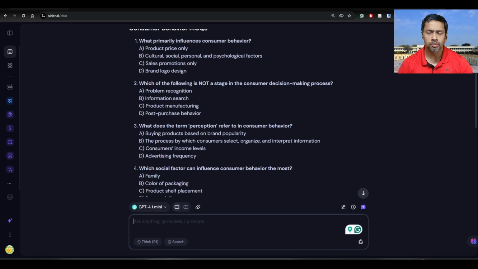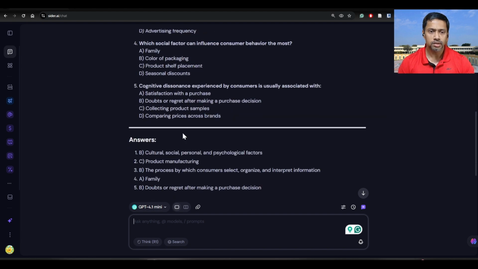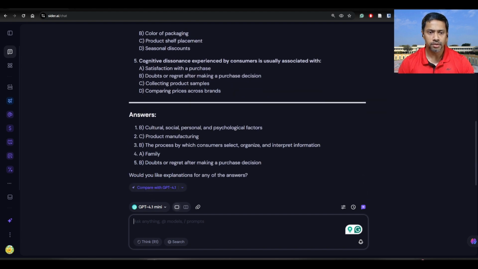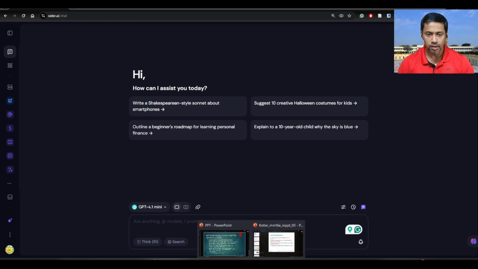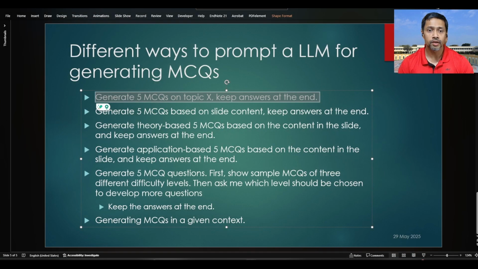Generally, because it has seen the pattern in the way it has learned that there are generally 4 options, and the answers as requested are at the end: B, C, B, A, and B for the respective questions. This is one way. Now we move to another way that was shown in the slide: generate 5 MCQ questions based on the content of this slide.